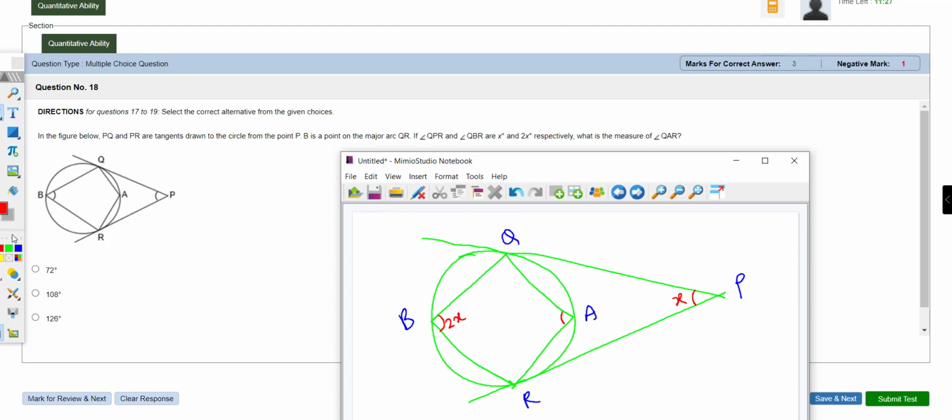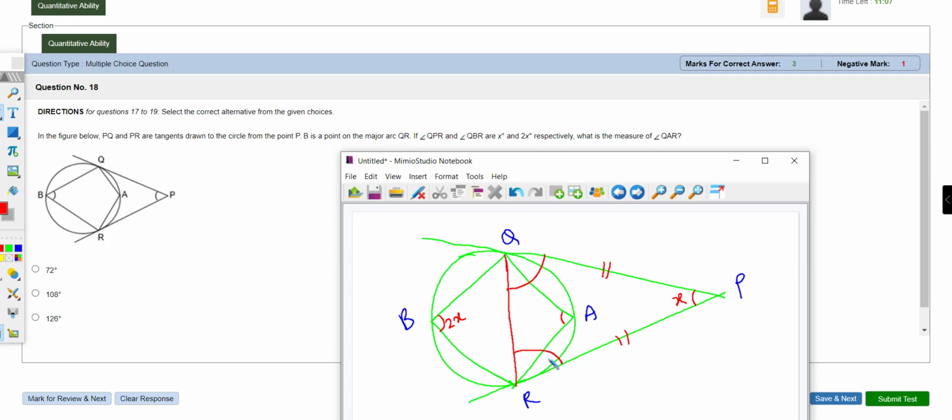For that, what I will do is, I will join QR. Okay. If I join QR, what we can see here is, these 2 tangents are equal. So these 2 angles are also equal.